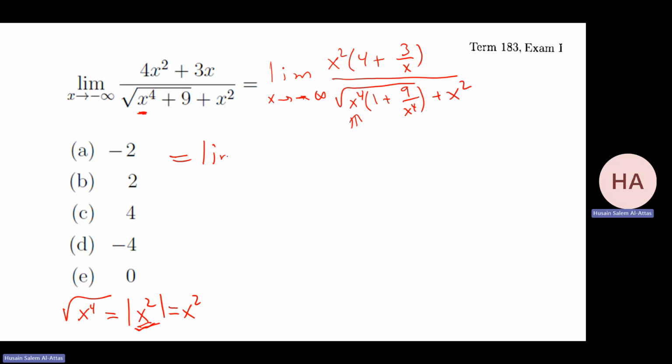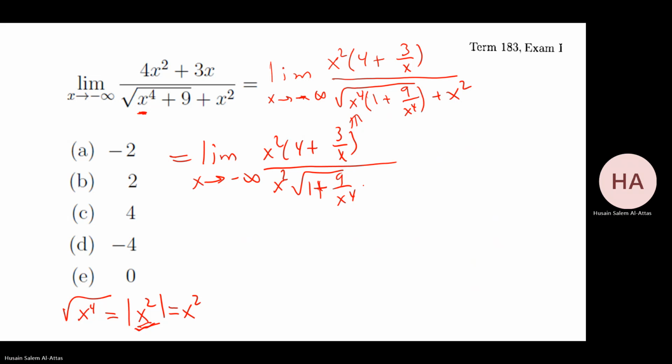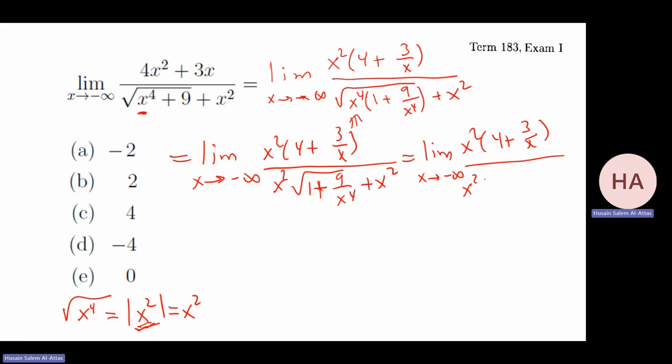So this will be the limit as x goes to minus infinity of x squared times (4 plus 3 over x). Here I have the square root of x to the power 4. Take it out, that will be x squared. So we did it without doing any rationalization. Plus x squared. Now we'll take the common factor in the denominator and get rid of x squared, and that's it. We get the answer. I took x squared as the common factor. What is the remaining? 1 plus 9 over x to the power 4 plus 1.